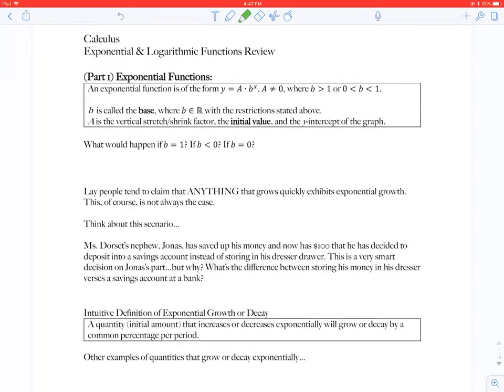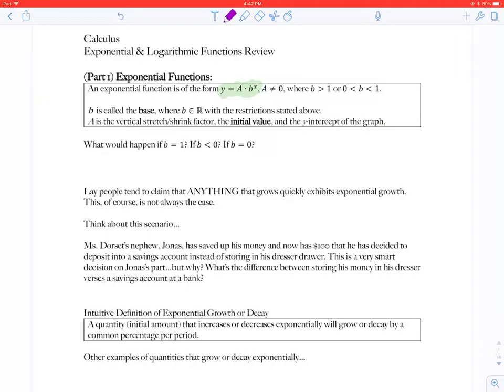All exponential functions, or their parent function, can be written in the form of y equals a times b to the x, okay? Where y equals b to the x would be thought of as the parent function. The variable is in the exponent position. A is thought of as the vertical stretch or shrink factor. We refer to b as the base, and b has to either be greater than 1 or between 0 and 1, but it cannot be equal to 0 and it cannot be equal to 1.